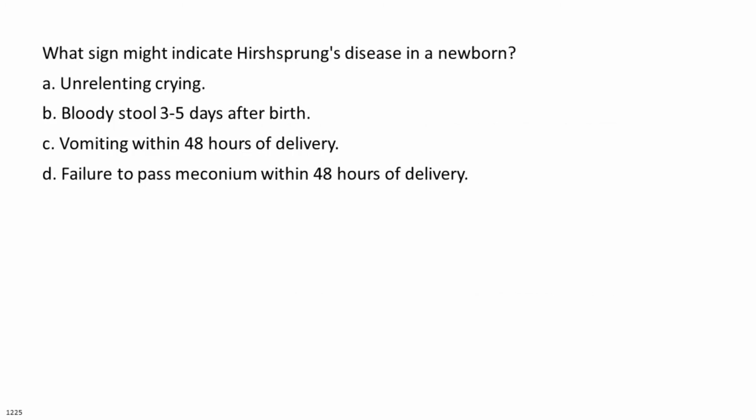What sign might indicate Hirschsprung's disease in a newborn? A. Unrelenting crying. B. Bloody stool 3 to 5 days after birth. C. Vomiting within 48 hours of delivery. D. Failure to pass meconium within 48 hours of delivery.